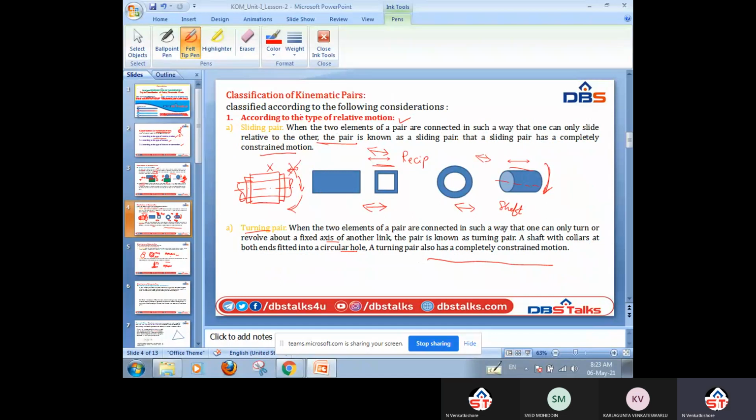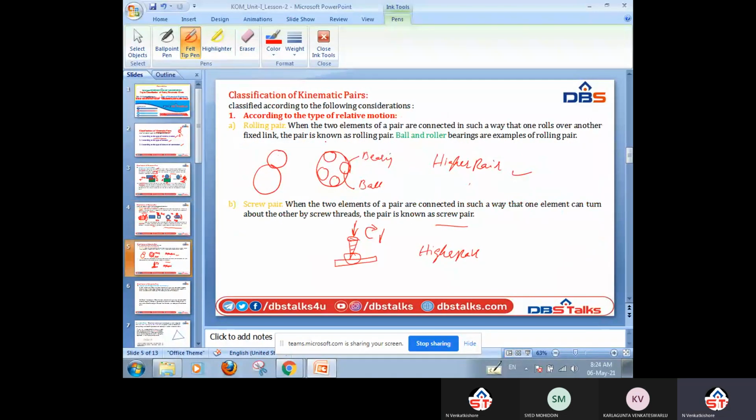According to the relative motion, the motion is either a sliding pair, where motion is possible in one direction only, that is sliding. Next, turning, where only turning is possible. Next, rolling pair, where the motion is rolling. And screwing is nothing but the threading operation or a screw thread.